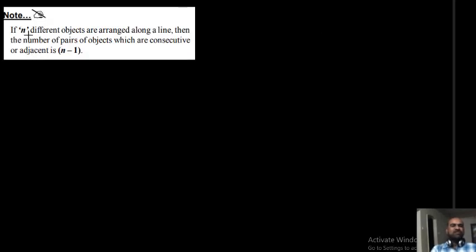Next, here our note is given. If n different objects are arranged along a line, that is the important thing, then the number of pairs of adjacent objects which are consecutive is n minus 1. What I explained is given here.